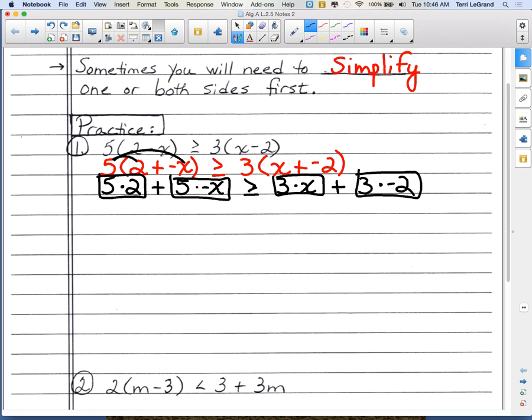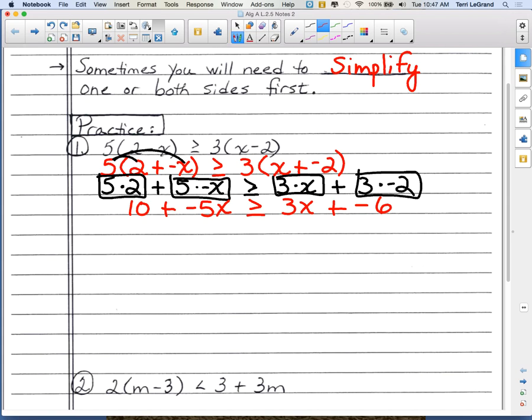On the other side, we have to take 3 times each of the pieces x and the negative 2. So we have 2 multiplications on each side to do. Okay, what does the left side become? Seth, what's the left side become? 10 what? Okay, so we got to bring down the addition sign though in between, right? 10 plus a negative 5x is greater than or equal to. Remember, we don't worry about switching anything because we are just simplifying right now. 3 times x is, class, 3x. Bring down our addition sign. 3 times negative 2 is? Negative 6.